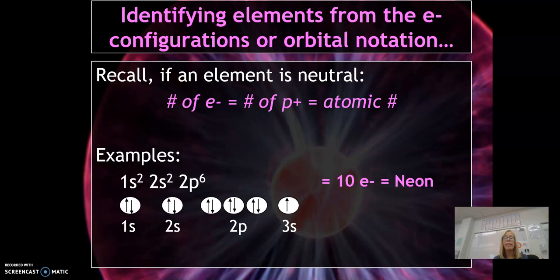Let's say instead you were given an orbital notation. To me, the easiest thing to do with this is to convert it into an electron configuration, which would be 1s2, 2s2, 2p6, 3s1. A quick glance at the periodic table tells me that 3s1 belongs to sodium. So you should find that that is sodium.